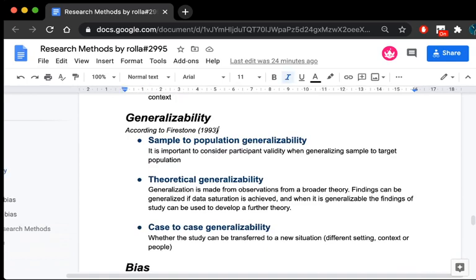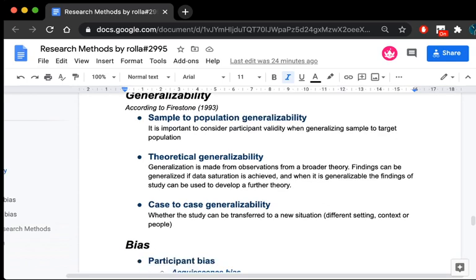Okay, so for this, it's according to Firestone in 1993. There are 3 types of generalizability: sample to population generalizability, which is whether you can generalize your results to a sample. You can generalize your results to the target population, to the population you actually wanted to look at. And then next we have theoretical generalizability.